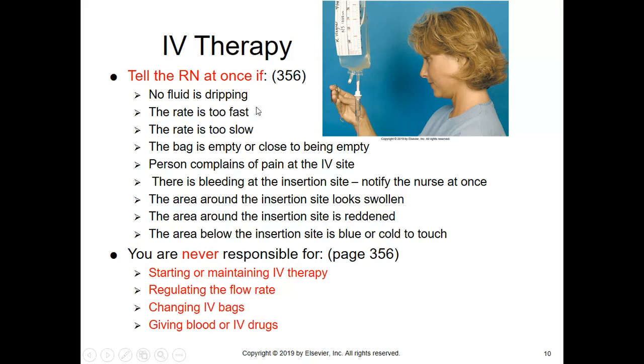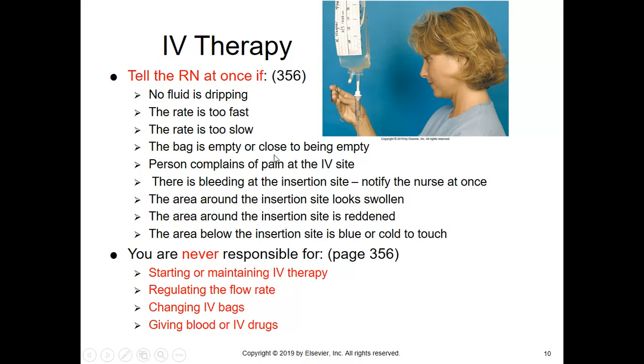If it's supposed to be 60, but you count 80, that's going too fast, you're going to let me know. Say it's supposed to be 60 and you count 40, it's going too slow, you're going to let me know. If you're looking in this chamber and you're not seeing any dripping, you're going to let the nurse know. If you look at the bag and the bag is almost empty, meaning it's only got maybe this much from this down, you're going to let the nurse know. When about 1/4 is left, 25% is all that's left, let the nurse know.